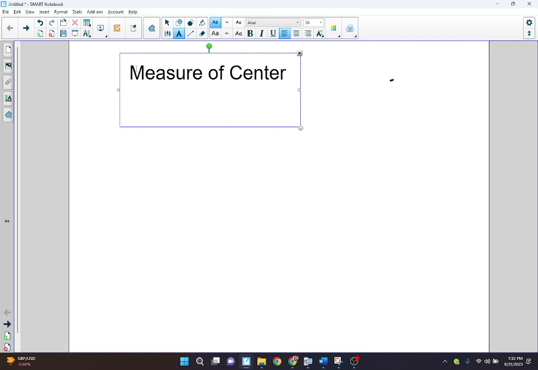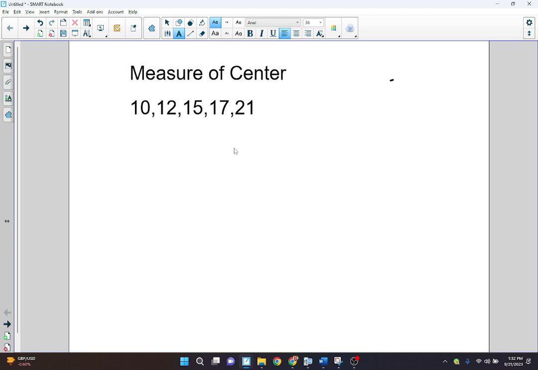All right, measure of center, okay? First off, measure of center is that mean, median, mode, range thing. Range is not actually a measure of center, but you know. So, let's say you have some amount of numbers. Let's do 10, 12, 15, 17, 21. Okay. So let's say you have those numbers, right? We're going to do mean, median, mode.